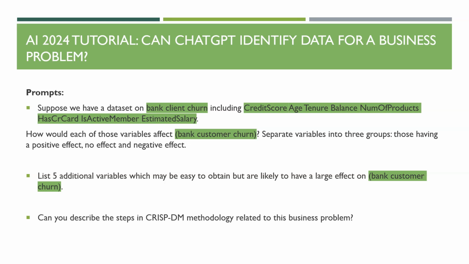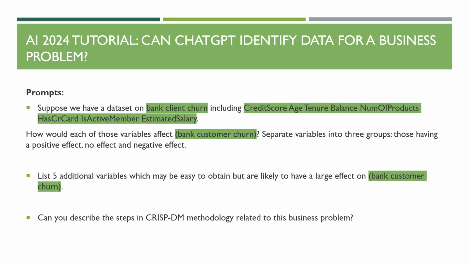I already copied here the names of these variables, so they speak for themselves, but some of them may not be super obvious, like num of products. What can it mean? Probably number of products. Has CR card, maybe something to do with a credit card. Is active member, again, what does it mean? Is it an active member of this bank's services? Or even estimated salary here. Okay, so let's copy this question.